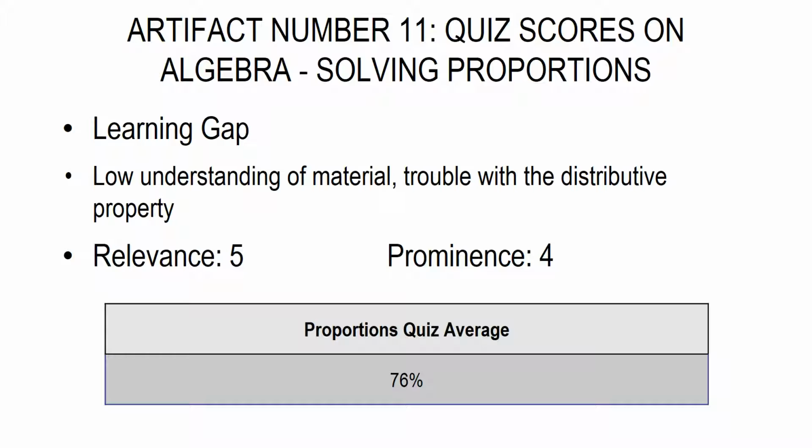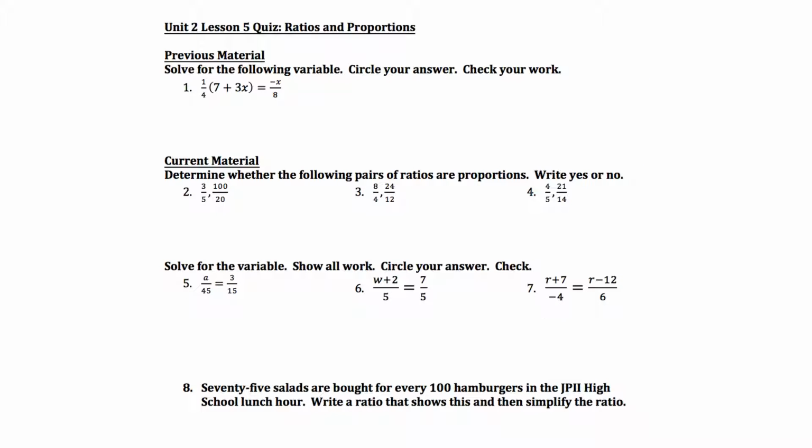For artifact number 11, this was supplied by Natalie, I believe, and it has quiz scores on algebra and solving proportions. This is coming from a different context, as she was our algebra teacher in the group. We identified her proportions quiz average, which are really necessary in the scheme of similar triangles that was tested in this chapter 10. We identified this as a learning gap where there's a low understanding of the material, and really with the distributive property in solving these. And since these proportions are really used throughout similar triangles, we had a relevance of 5 and a prominence of 4, and she supplied us with the quiz average and also some samples of the different quiz questions that were used to come up with that average.